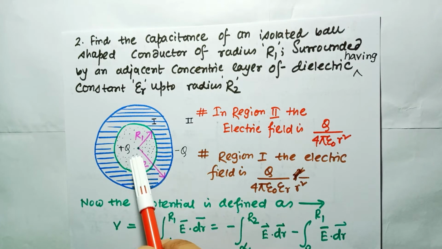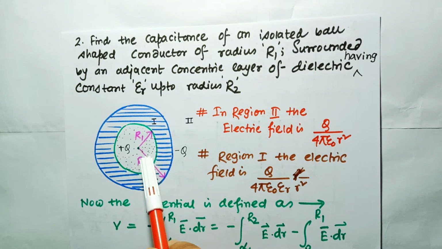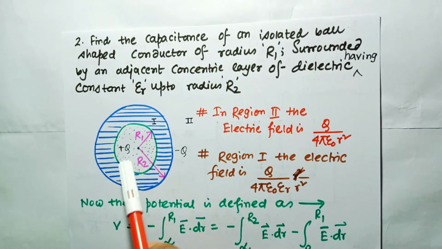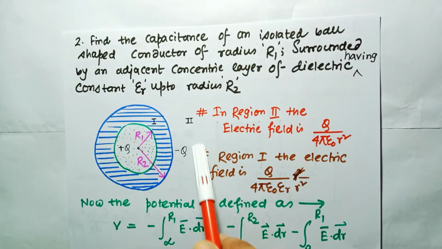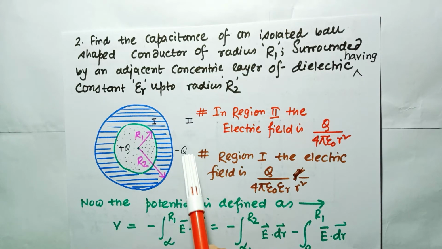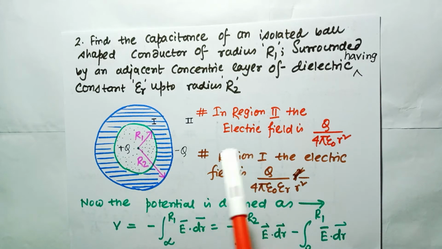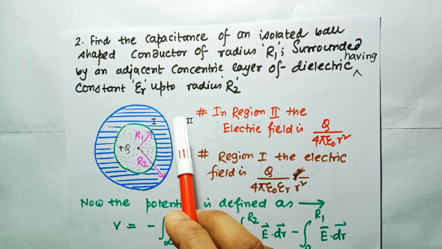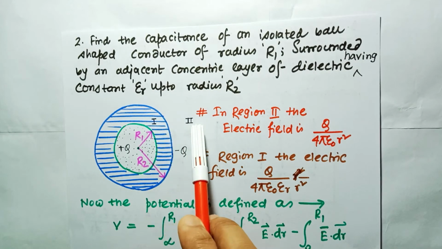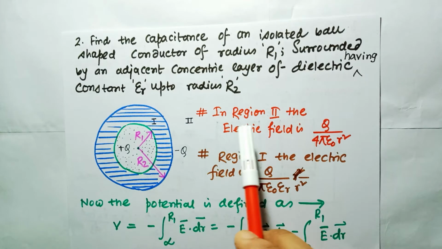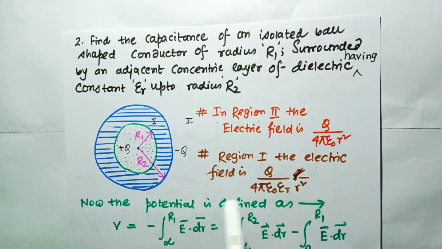So this is the solid sphere of radius R1 having the charge of plus Q. So obviously on the total outer surface there will be minus Q charge. It will be the induced charge. Now I consider two regions. This is region 1 and this is region 2. You can see, in region 2, it means the outside area of the total system.